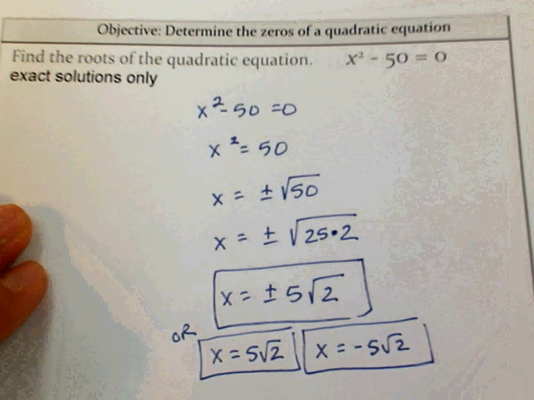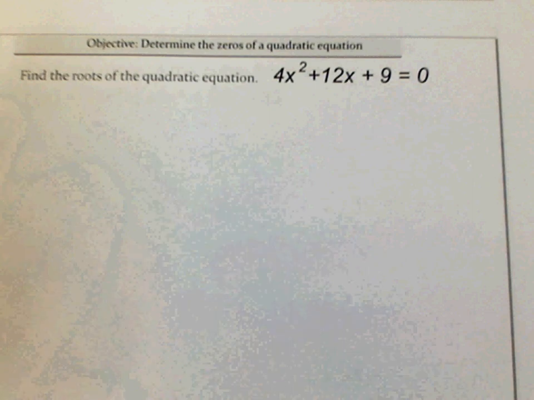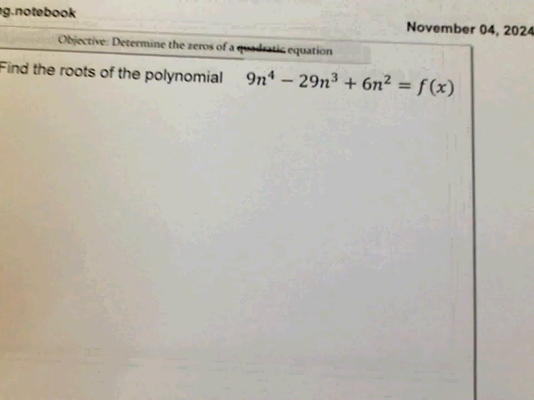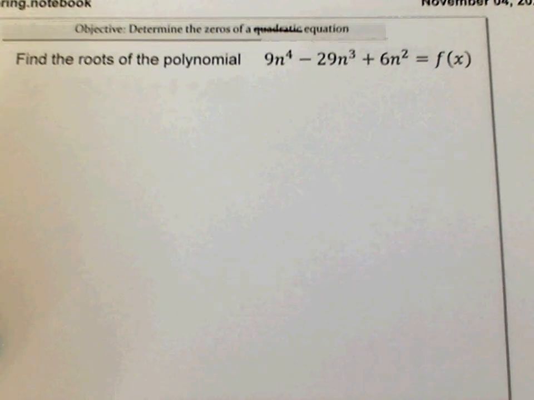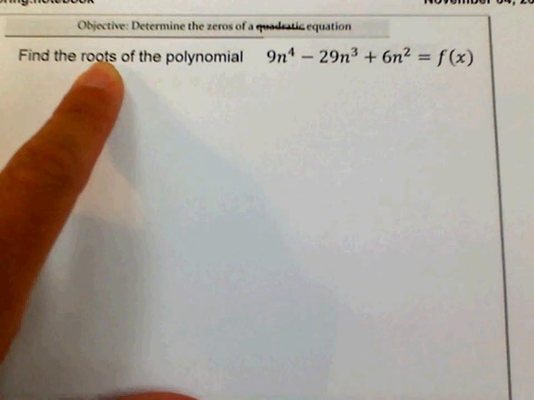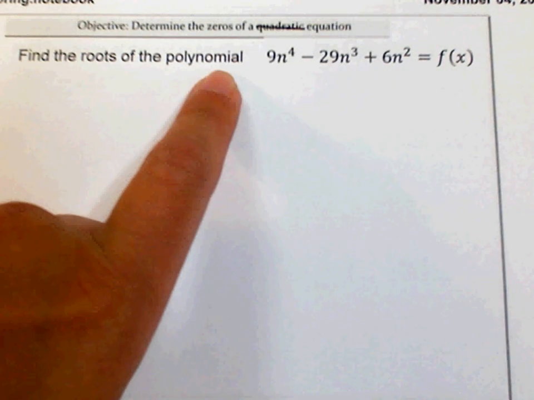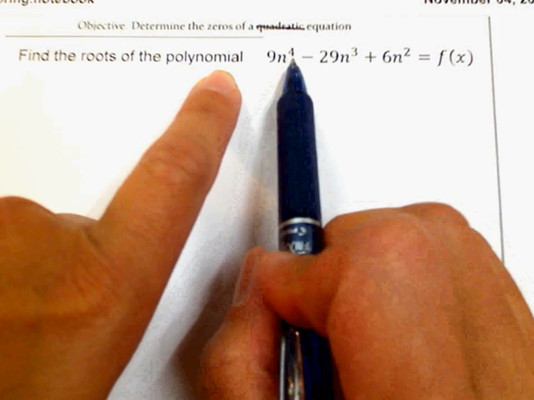Polybike 5.1. Okay, here we go. Now let's take a look at this one. This one says find the roots. That's finding the zeros of a polynomial. Why is this not a quadratic? Because it's x to the 4th. It's not x squared.